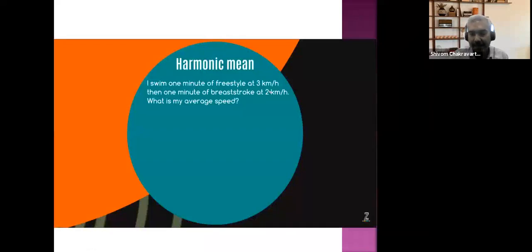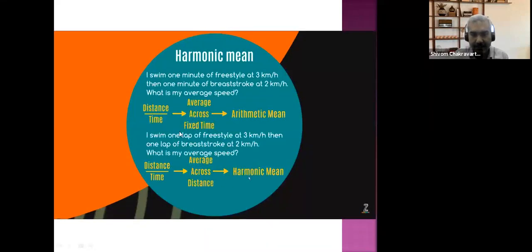So geometric mean was that. Harmonic mean is this situation, the second situation, where the numerator is constant and we want to find the average. Here we want to find the average speed, and the numerator, that is the distance, is fixed. One lap, one lap. So what should be the average speed? In this situation, we use harmonic mean.